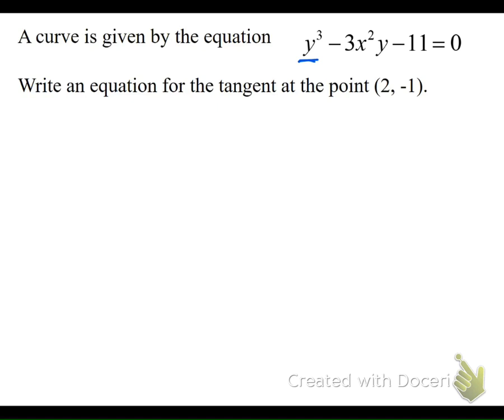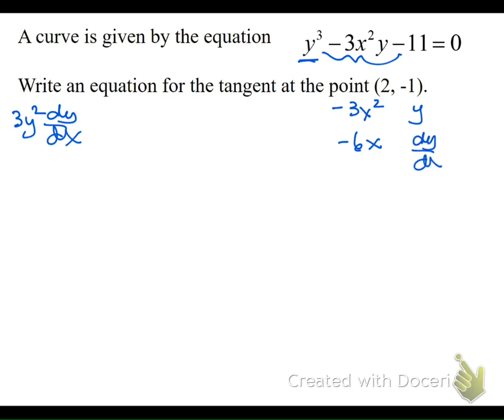The derivative of y cubed is 3y squared dy dx. The derivative of this is my product rule. So I have a negative 3x squared and a y. Do my two derivatives, negative 6x, and the derivative of a y is 1 dy dx. Crisscross, and my derivative is negative 3x squared dy dx and minus 6xy. Do the derivative of negative 11, which is 0, and on the right side, derivative of 0 is also 0. Make sure you do the derivative of both sides of the equation.